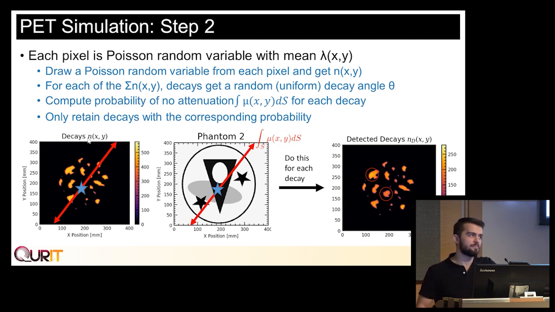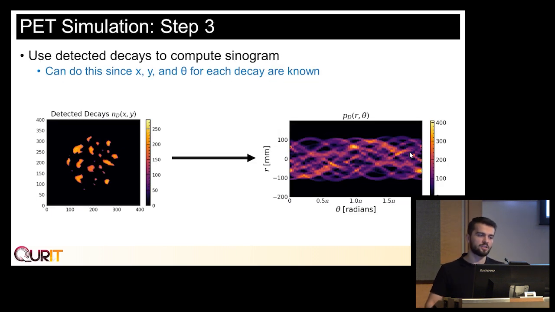So N is like before attenuation, and D, detected, means after attenuation. So what I do is I use my detected decays with the D here to compute the sinogram. And I can do this since X, Y, and theta are known for every single decay. So I can compute R along the detector, and then I can get this detected sinogram. So everything now is a simulation to get this detected sinogram, and this is what you actually measure when you're collecting data in, like, a clinical setting, for example.